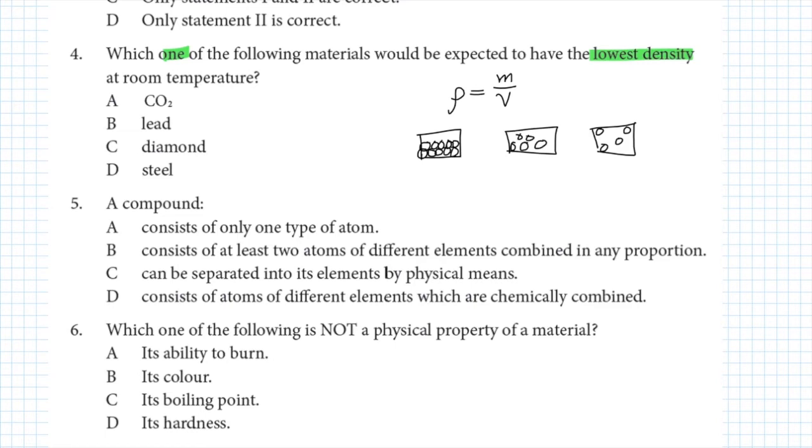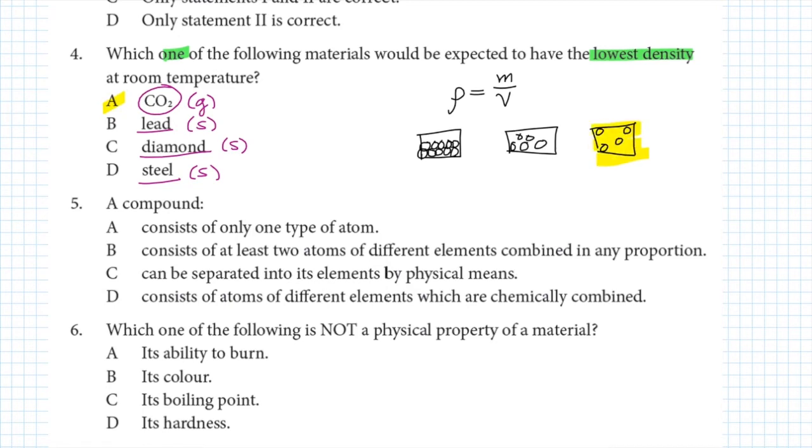So over here at room temperature, we have carbon dioxide, which we know is a gas, lead, which is a solid metal, diamond, which is made up of carbon and would be solid as well, and steel, which is a metal alloy, which is solid as well. The correct answer is therefore A, because gases are less dense than solids.